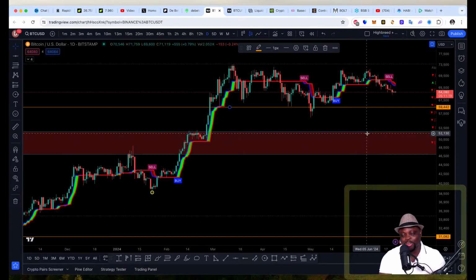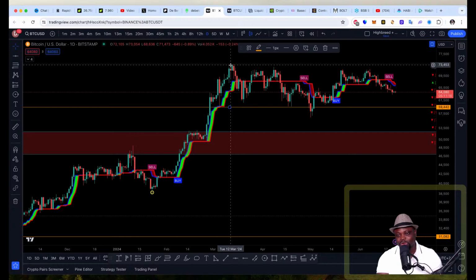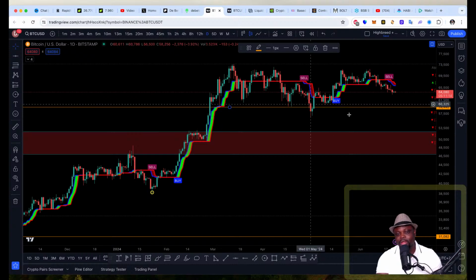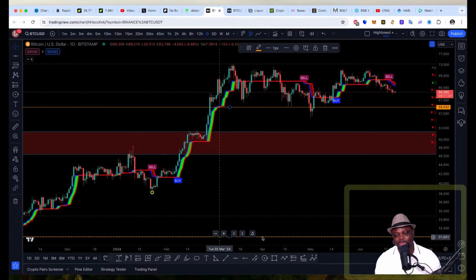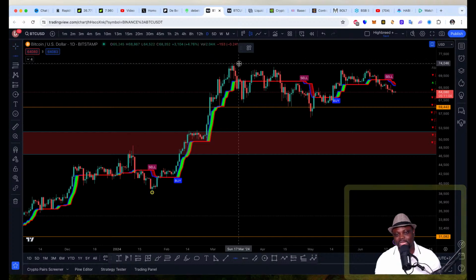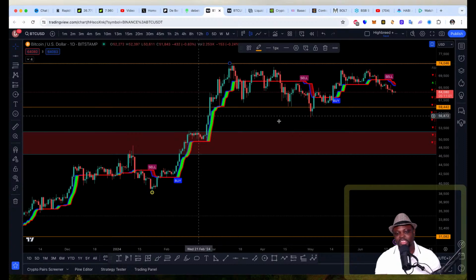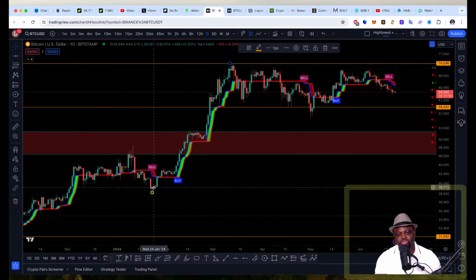Looking at structure, of course, we are still in structure. We haven't broken structure. Bitcoin can still move like this to the upside. But the trend must break somewhere, either to the upside or to the downside. If you are able to mark these zones, you can mark this structure to know when Bitcoin is in an uptrend and when it is moving sideways.